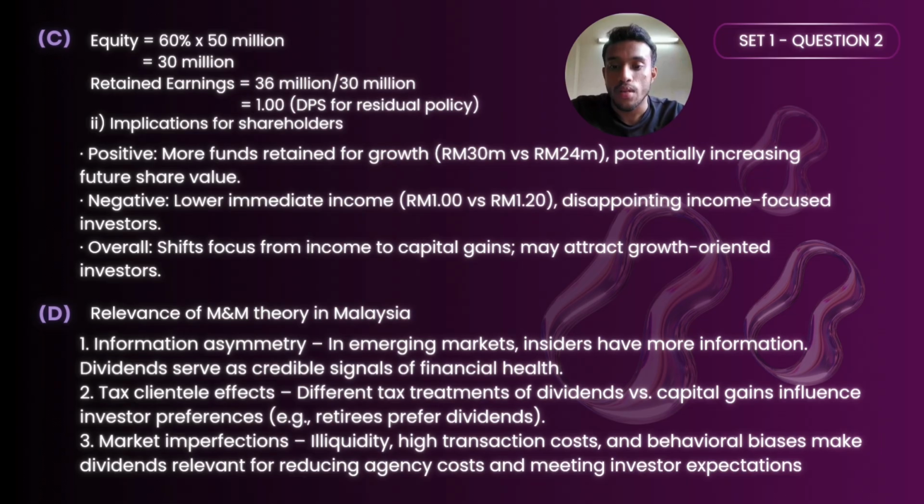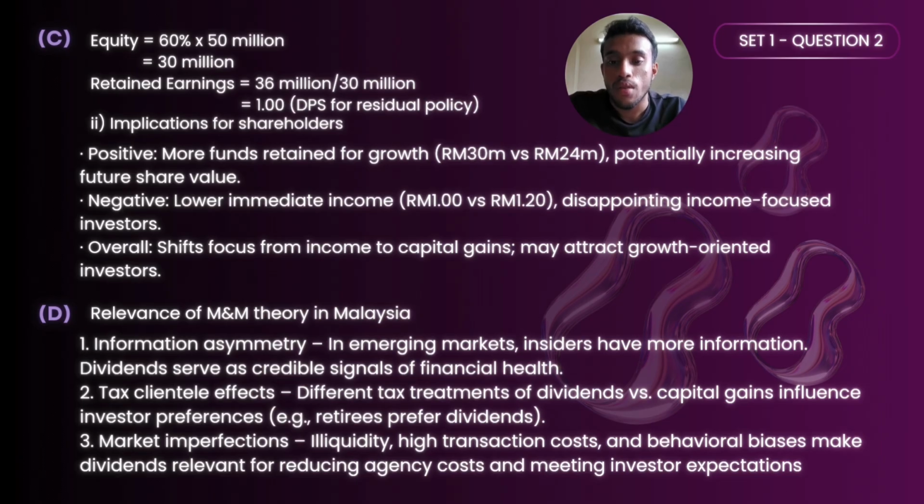So now I'll be continuing with the C part, where firstly we have to calculate equity. Equity is 60% times 50 million, which is 30 million, and retained earning is 36 million, and we have to divide it by 30 million. We'll get 1 DPS.